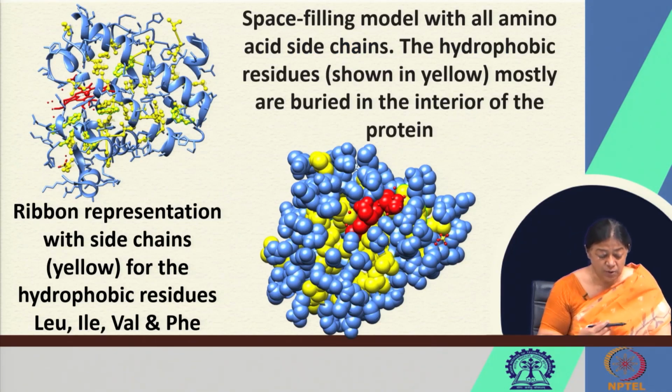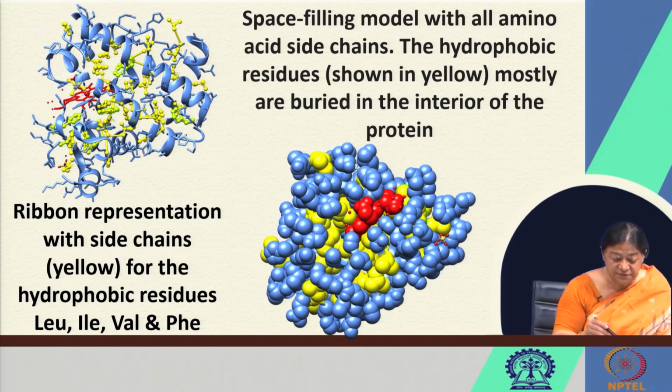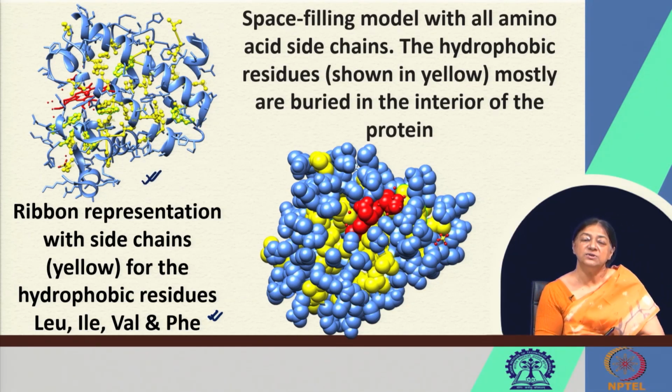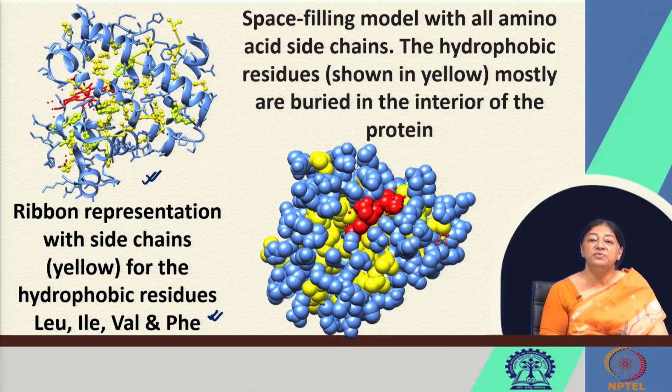So, when we look at the ribbon representations, these are different types of representations where we can look at the structures, and we look at the type of amino acid residues. So, the side chains are there in yellow for the hydrophobic amino acid residues. Now, it is not very apparent in the ribbon representation. What do we mean by hydrophobic amino acid residues? These are the residues that would prefer to be in the central part of the protein, and the hydrophilic ones would be there at the surface of the protein.